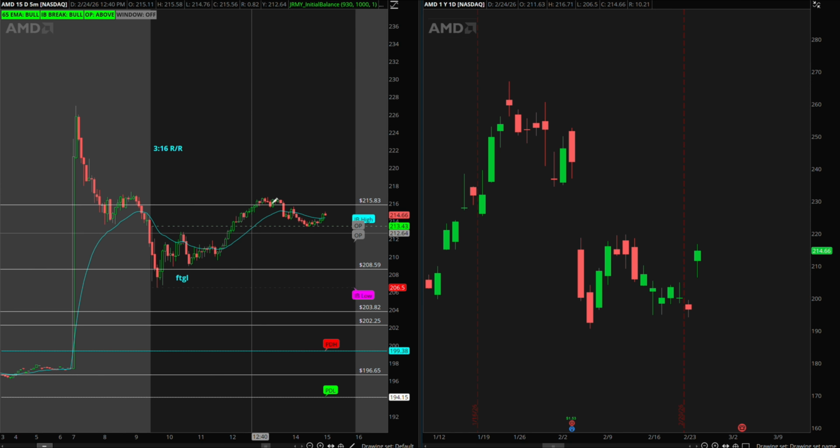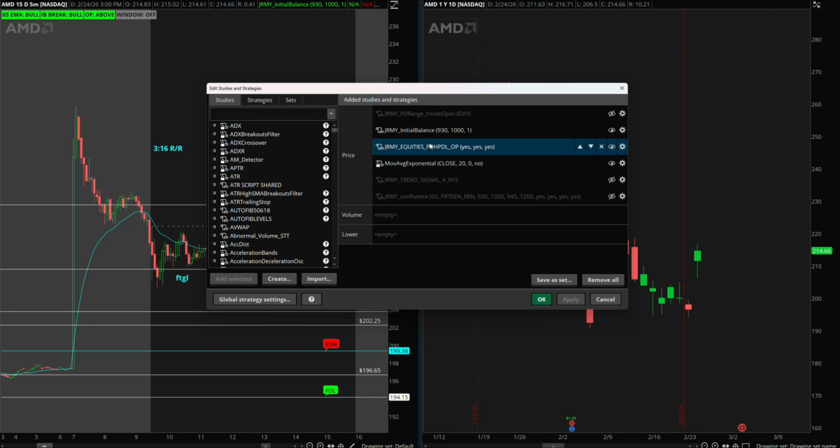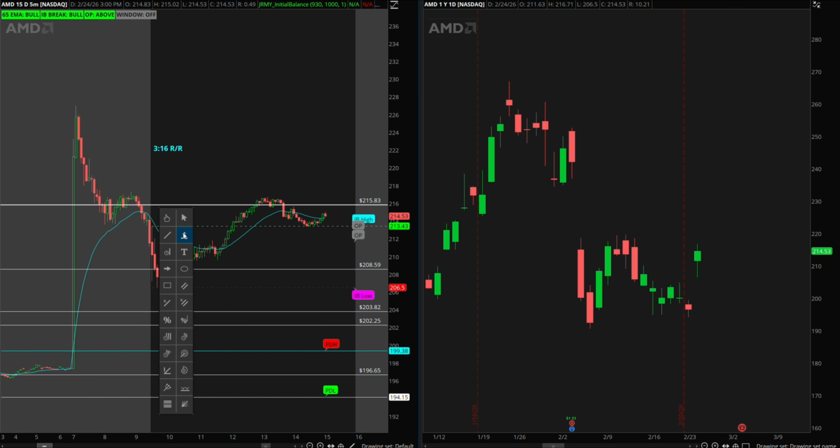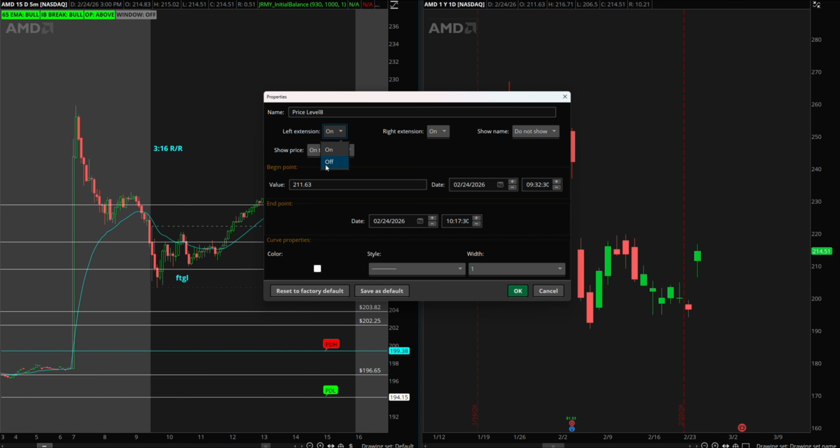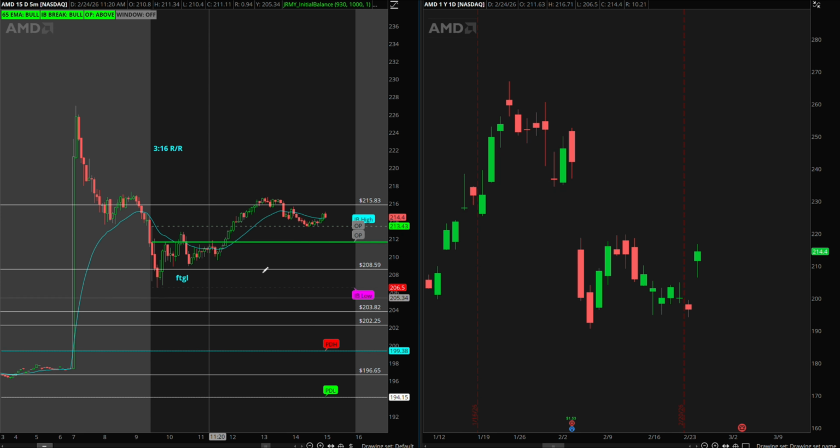Now let's talk about how I got into the trade. How did I figure out my reasoning for getting into the trade? What got me into the position? When taking a look at this chart, I'm going to mark the opening print, which is this level right here. Let's turn off the price, and let's mark this out as a nice thick green line. So this is the opening print right here.